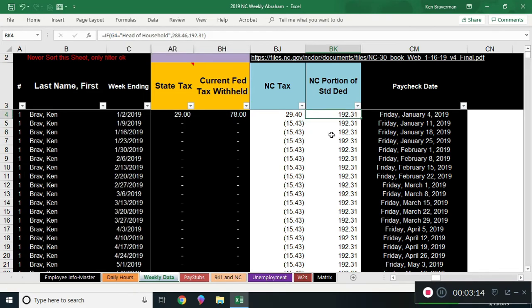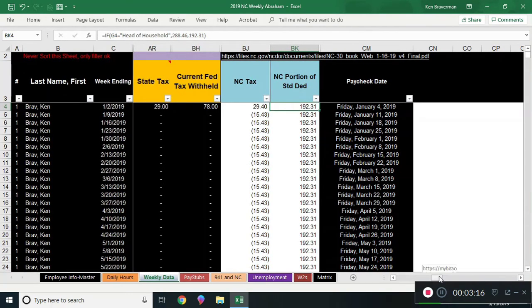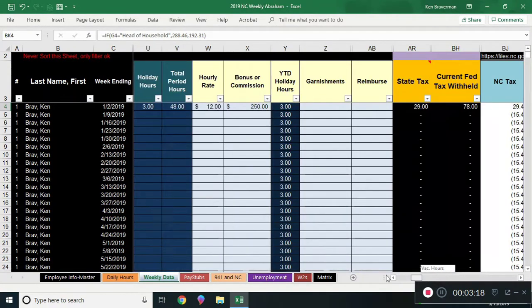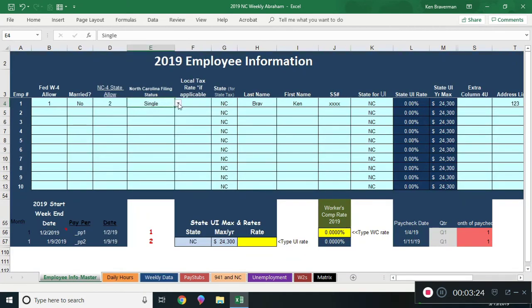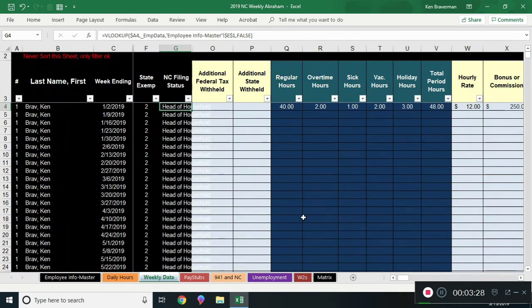So I figured out which one that is by writing a little formula and looking and saying, hey, is this person a single, or are they a head of household person? You could see this change by going back here and changing this to head of household, for example. And then you'd see it would change to head of household here.